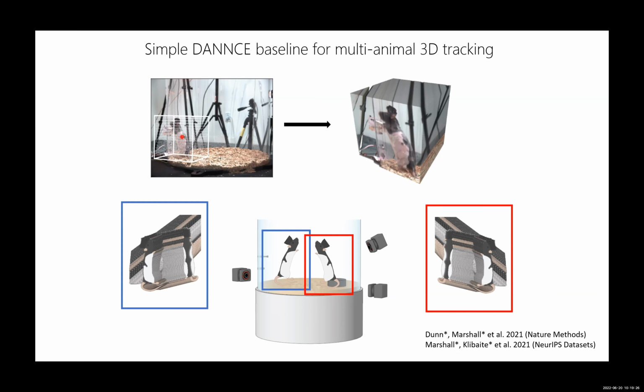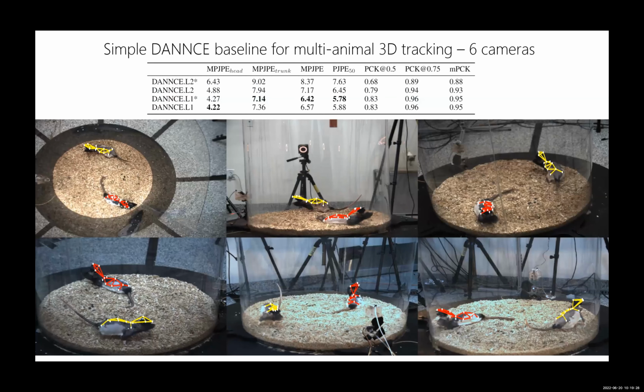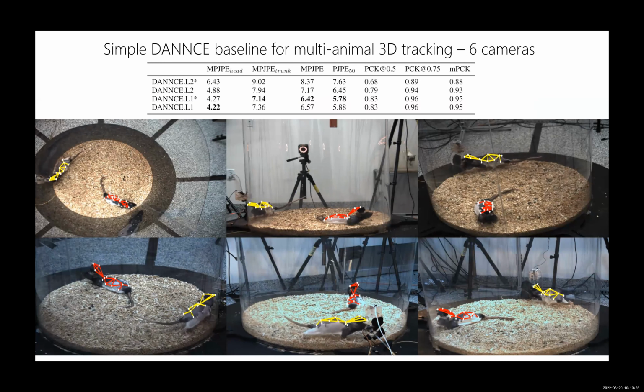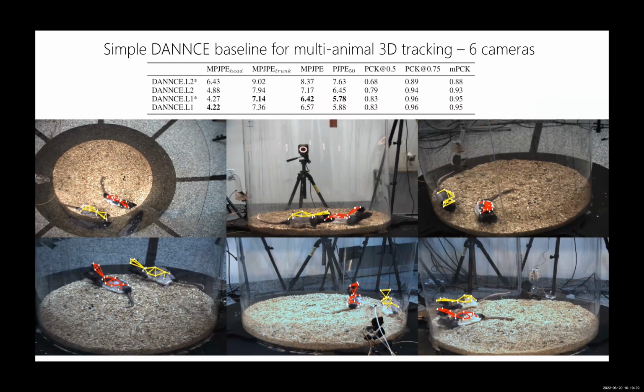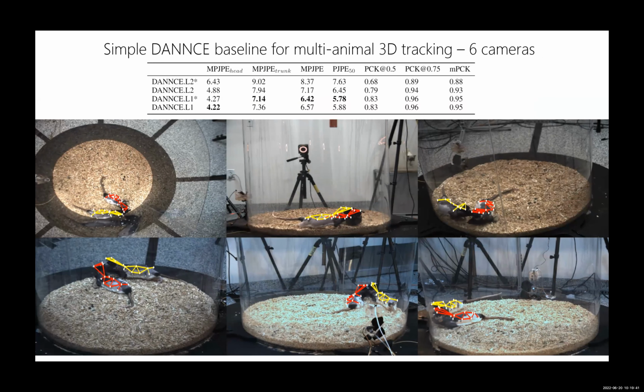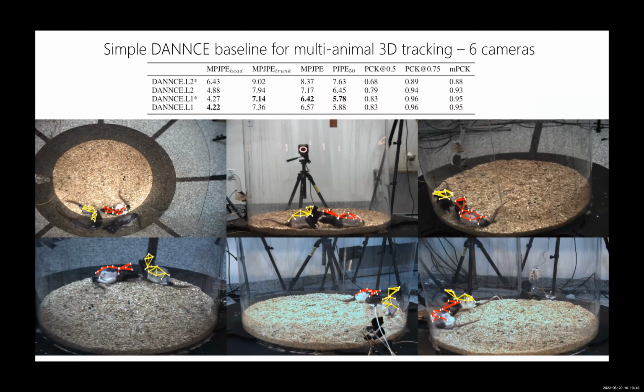And so using just this simple baseline, these are predictions from the DANCE model that we trained. We compared a few different DANCE models. The details aren't really important. Suffice it to say, at least on the pair data set, it does pretty well at tracking that limited set of key points. The limbs are much harder.